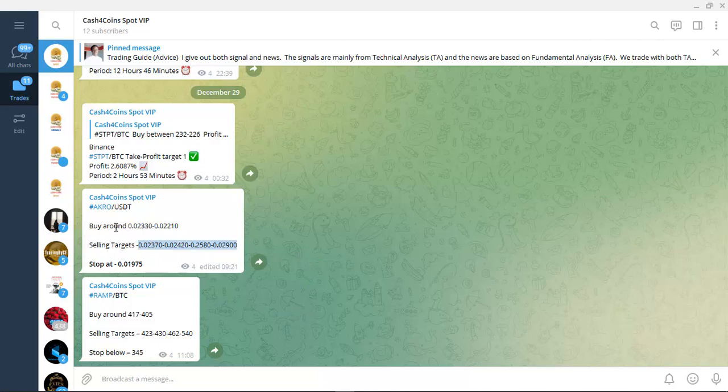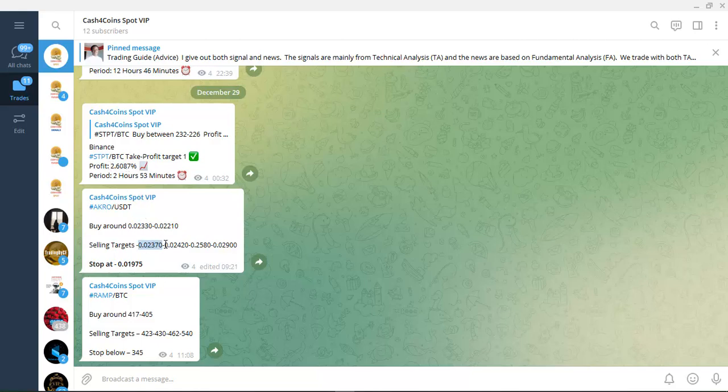Still here, we entered between these two prices, basically here. All right, then we are selling either this, which is 0.0237. Now if we are using limit, we can just decide to take the first target in each signal. If you come here, you take the first, like this particular one that executed within 2 hours 53 minutes. The first target has been taken.